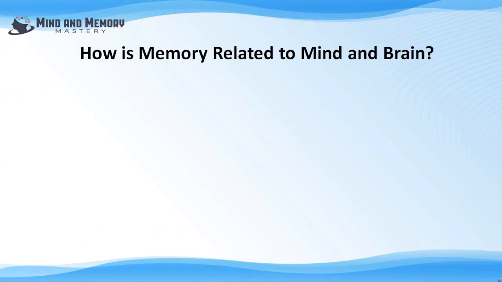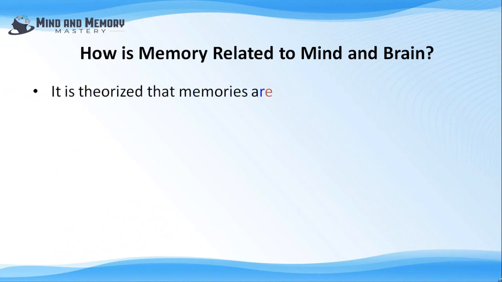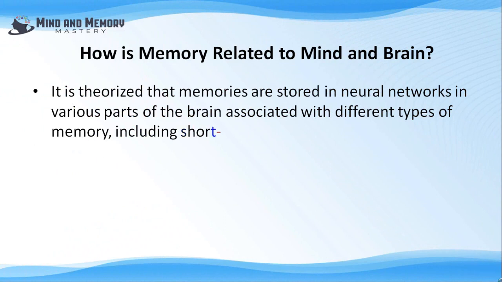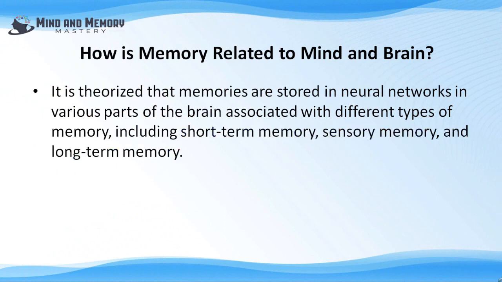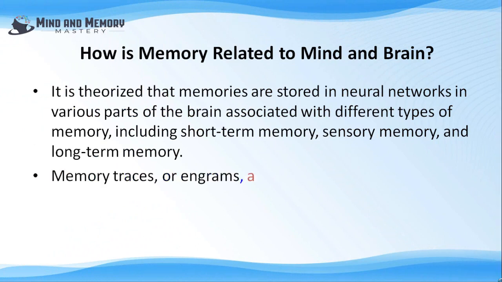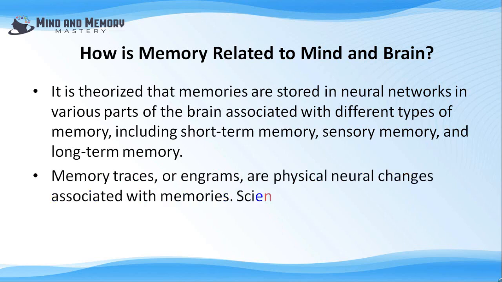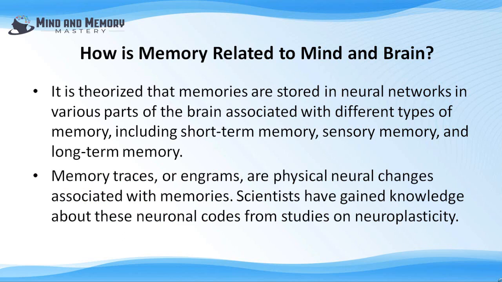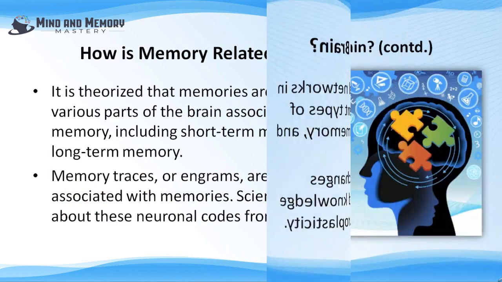How is memory related to mind and brain? It is theorized that memories are stored in neural networks in various parts of the brain associated with different types of memory, including short-term memory, sensory memory, and long-term memory. Memory traces, or engrams, are physical neural changes associated with memories. Scientists have gained knowledge about these neural codes from studies on neuroplasticity.